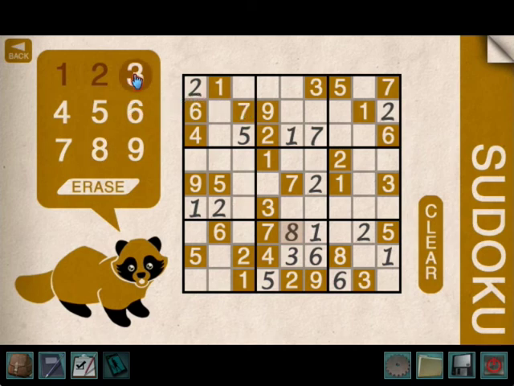I kind of jinxed this puzzle by saying that Sudoku was easy, didn't I? Yeah, I'm not really getting much with the 3s here. Okay. 4s again? Are you guys gonna be stubborn?